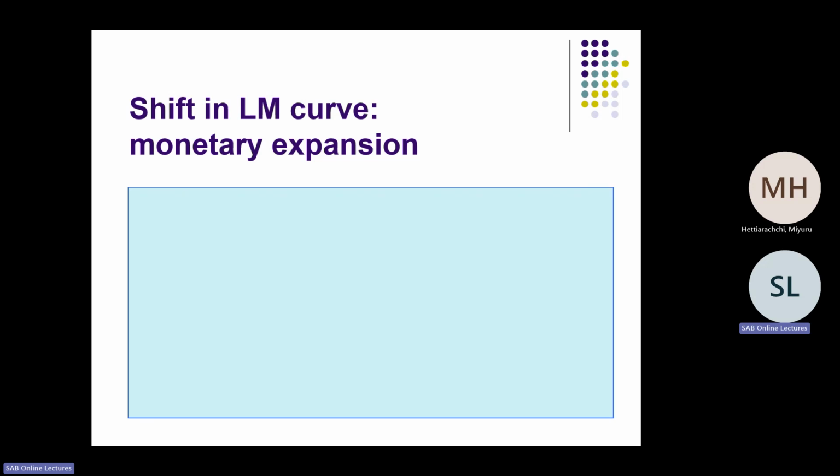R0, Y0, right? Now we assume the money supply increases from M0 to M1. The central bank raised the money stock under an expansion in monetary policy. So that will shift the LM curve to the right, LM M1. So what happened? You see there is a decline in the interest rate and an increase in income from Y0 to Y1.